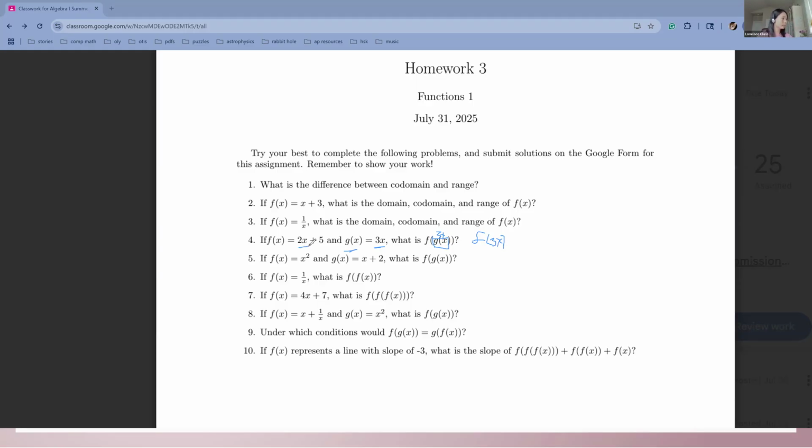So 2 times 3x is just 6x, and then 6x plus 5. So f of g of x is 6x plus 5.